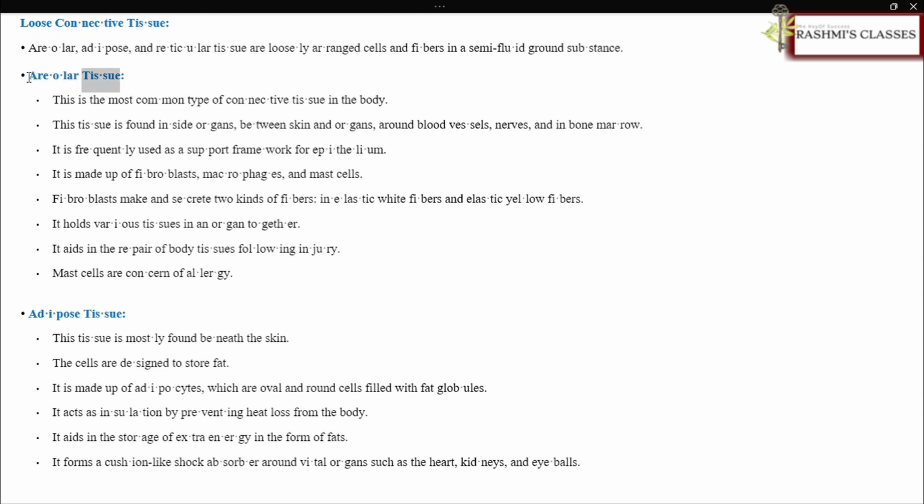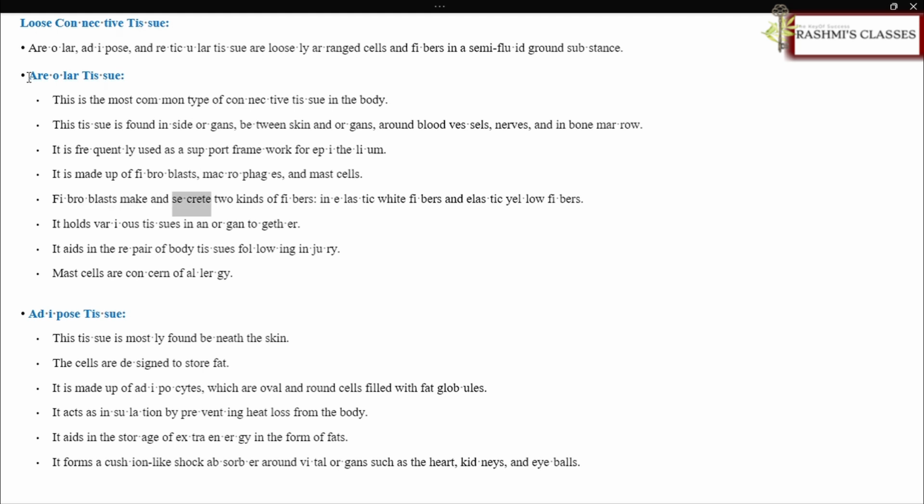Areolar tissue. This is the most common type of connective tissue in the body. This tissue is found inside organs, between skin and organs, around blood vessels, nerves, and in bone marrow. It is frequently used as a support framework for epithelium. It is made up of fibroblasts, macrophages, and mast cells.